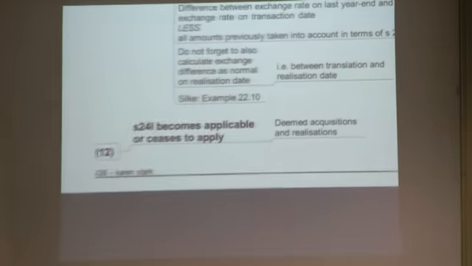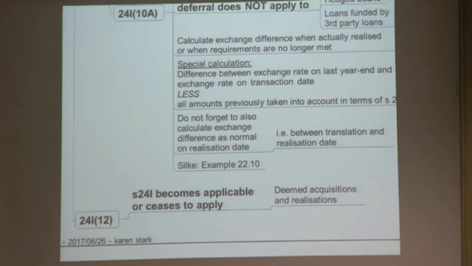Okay. The last one for 24I12 is just if the provisions for 24I becomes applicable or cease to be applicable, and that's normally for a person trading in Forex. If he stops trading or starts trading, it's just how to move him in and out of the rules. Not important for your purposes. Okay. Any questions on 24I?